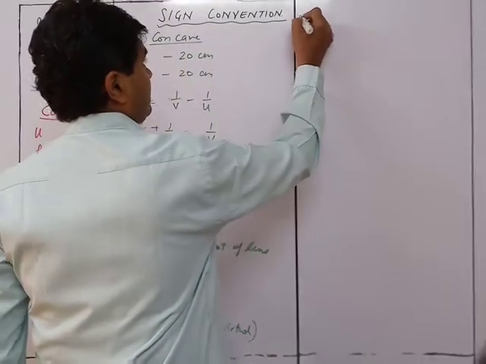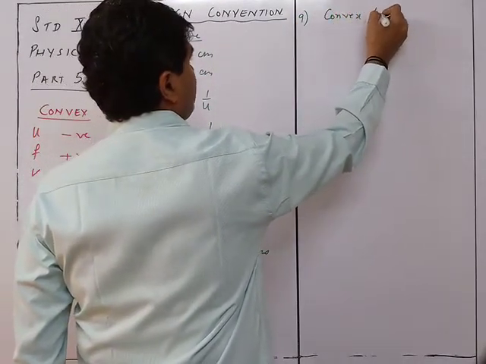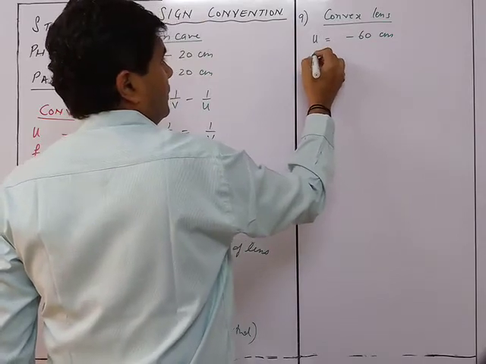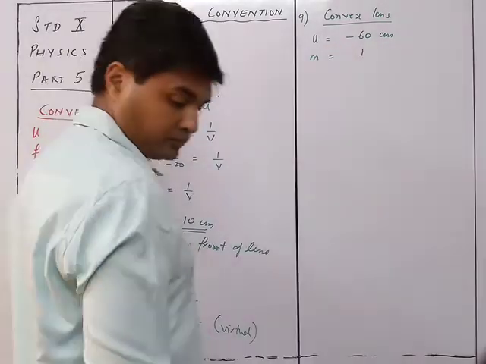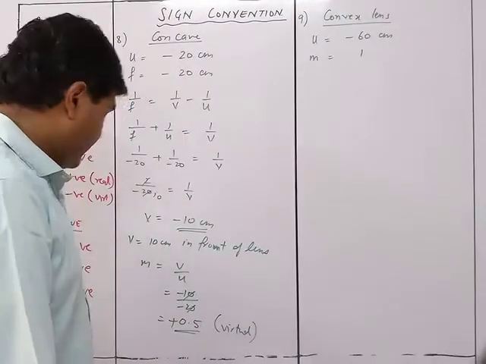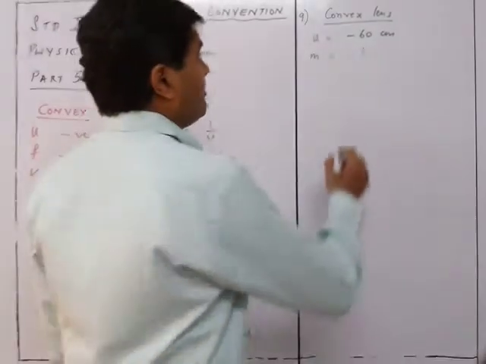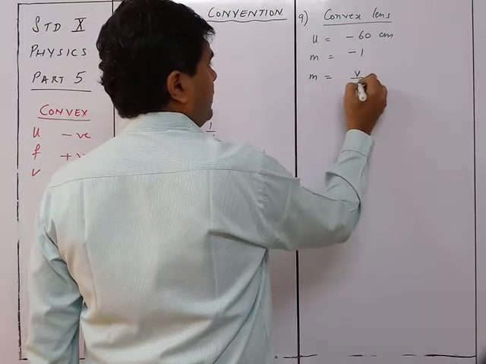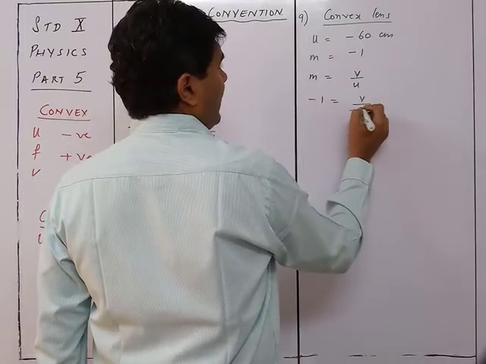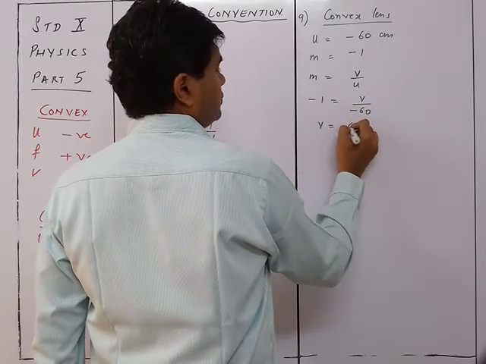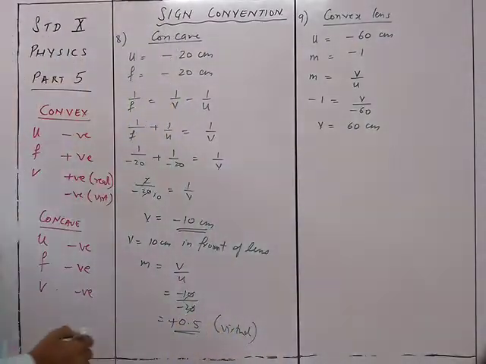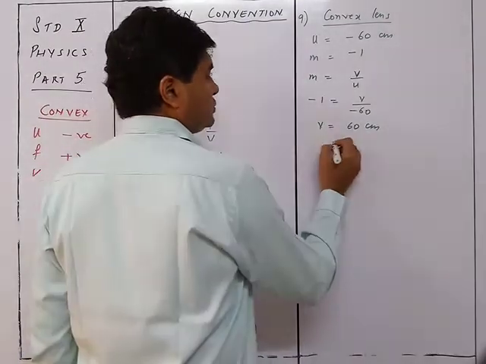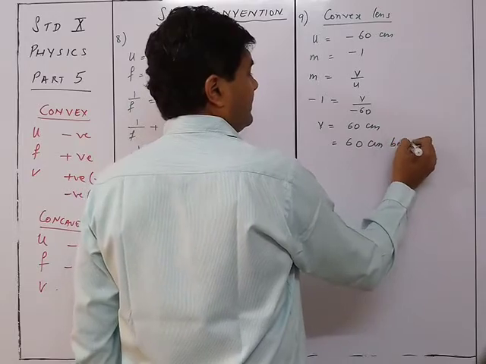So first thing is we have a convex lens. We got u is equal to minus 60 centimeters. They have given m is equal to 1, and it is a real image, so it will be minus 1. Therefore, m is equal to v upon u, so minus 1 is equal to v upon minus 60. So therefore, v is equal to 60 centimeters. Got it? So v is 60 centimeters behind the lens.